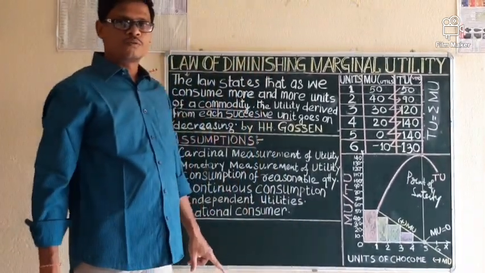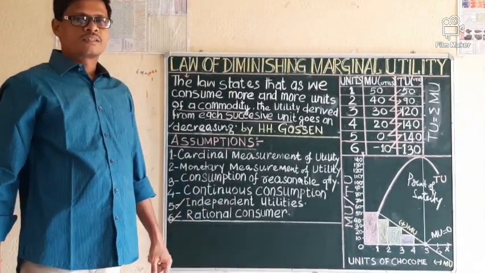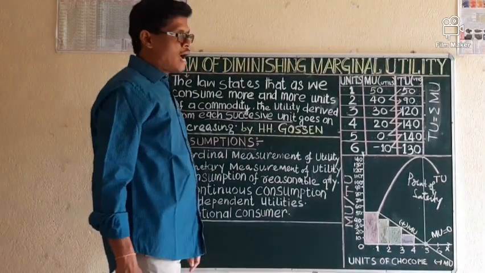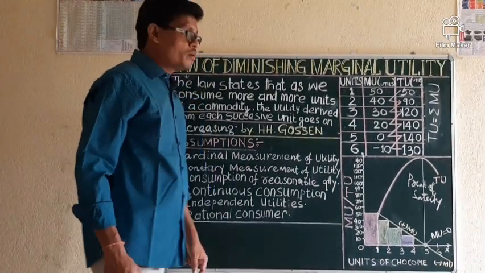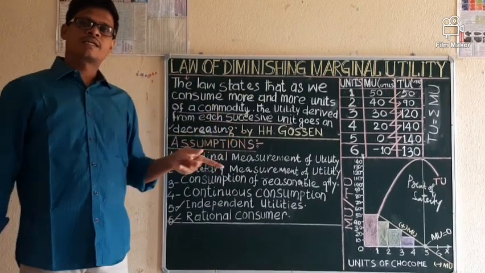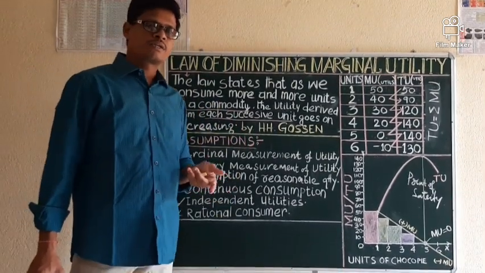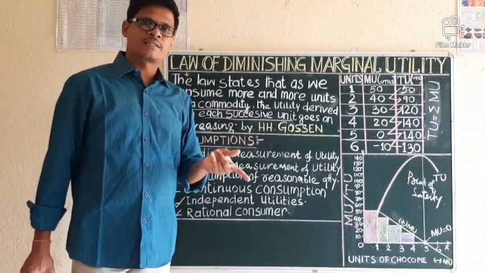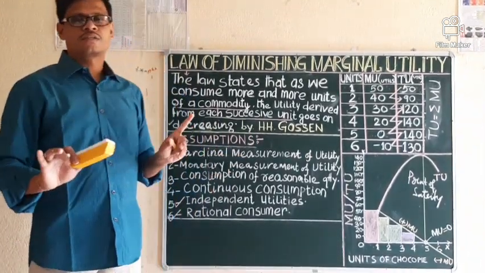One thing I wish to add here, this law does not say at what rate the marginal utility will decline. Whether it will decline at an increasing rate or at a decreasing rate, this law does not say.